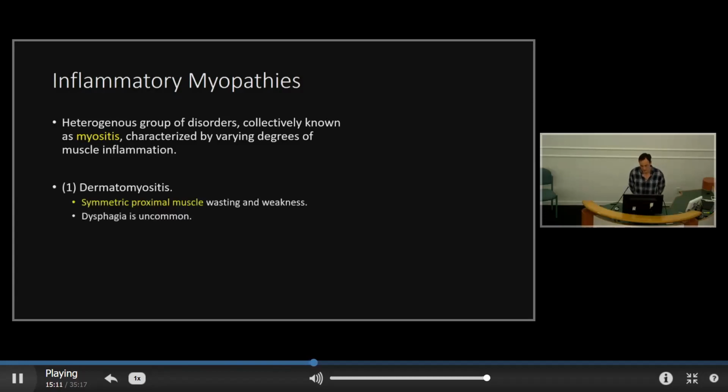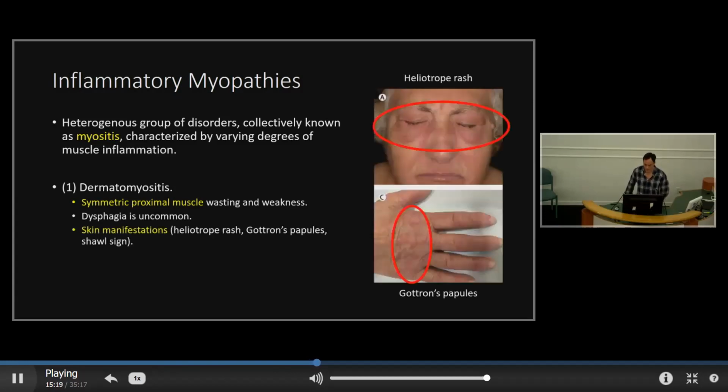Dermatomyositis presents with a symmetric proximal muscle wasting and weakness, so a very stereotyped myopathic pattern. They don't usually have problems with swallowing. They do often have a skin rash of some description. And what I've shown you here is two of the most common types. So the top one would be what you call a heliotrope rash. This is a reddish purplish rash, usually around the eyes.